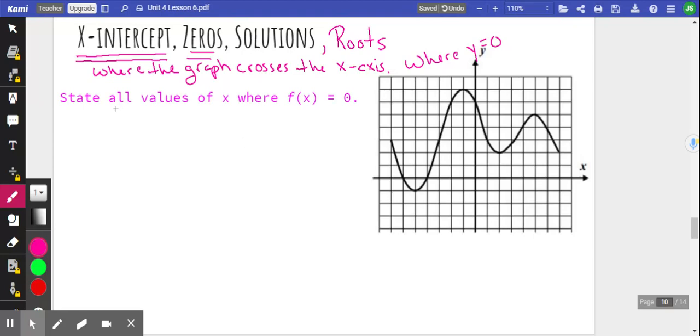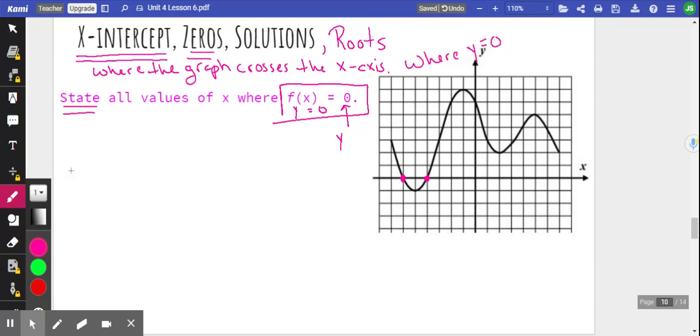Okay, we want to state all values of x where f of x is equal to 0. Guys, they're giving us right there, that's a y. Okay, f of x is really just a fancy way of saying y equals 0. So we want to state all these values. Well, if it's an x-intercept, I'm going to be looking at my x-axis. Okay, so right here it's labeled. I've got 2 places where I cross my x-axis. That's it. So there's only 2 zeros for this one.